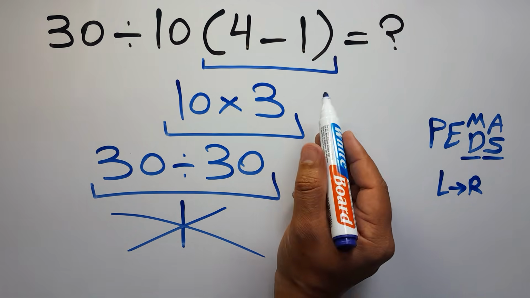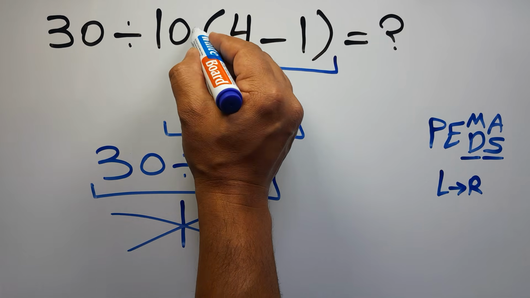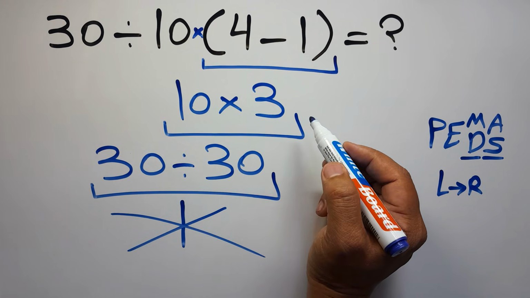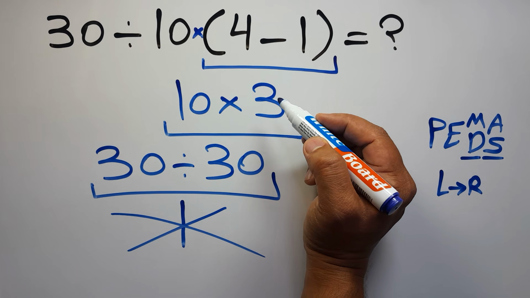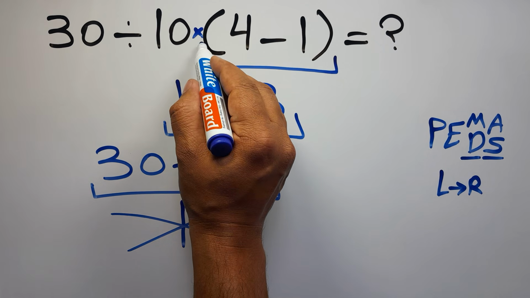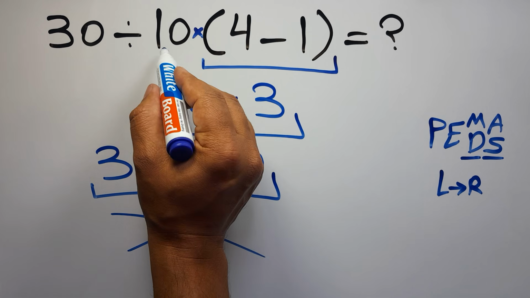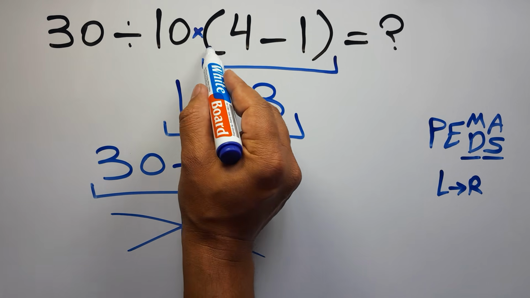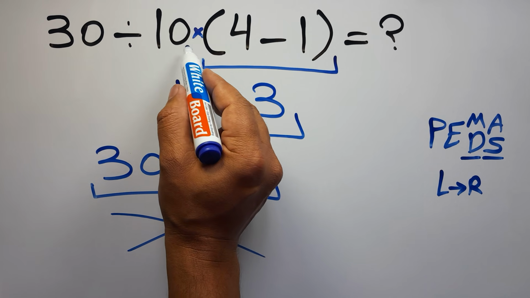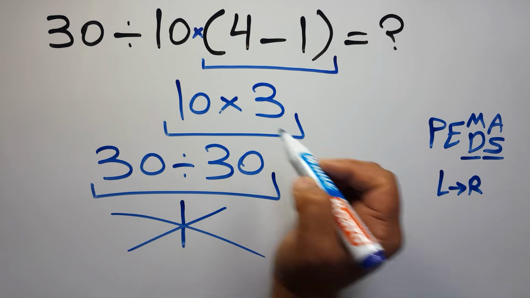In this expression, we have one division, one multiplication, and one parenthesis. Inside this parenthesis, we have one subtraction. Here we have a multiplication because in mathematics, when a number is placed next to parentheses, it means multiplication. And we usually don't write the multiplication sign for brevity.